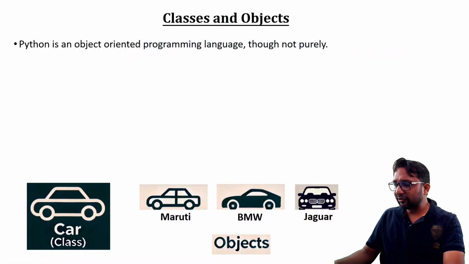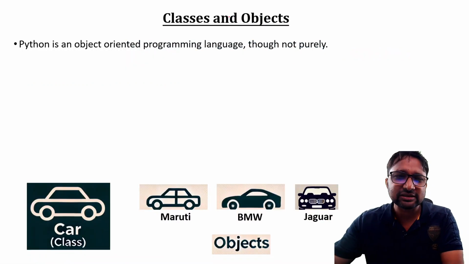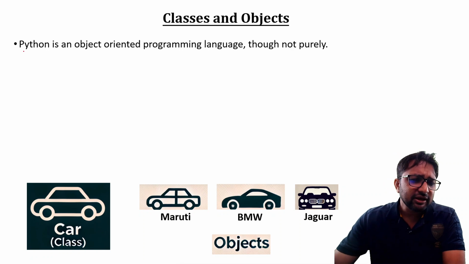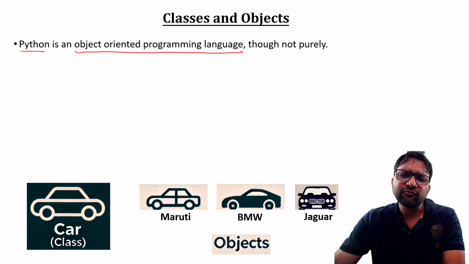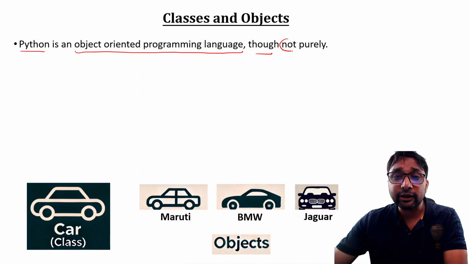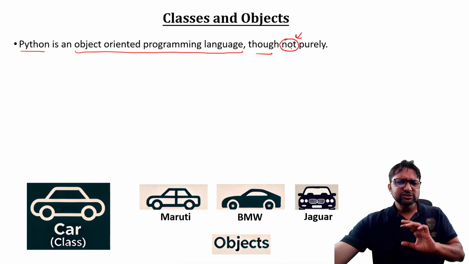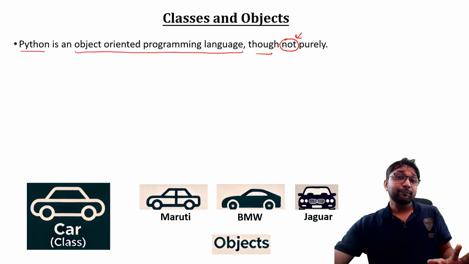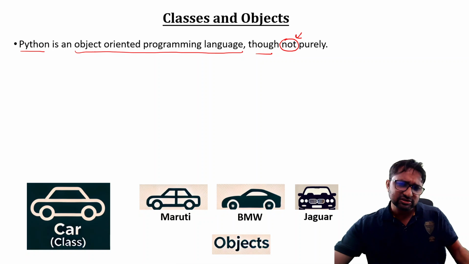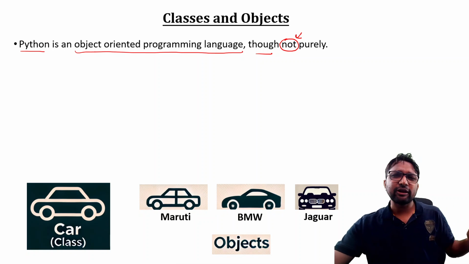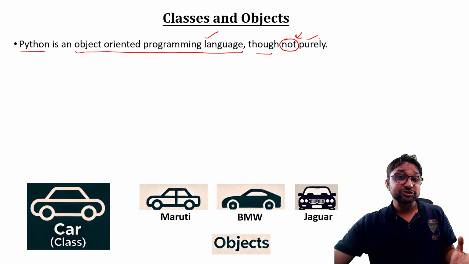Starting with the basics of classes and objects. First thing we can notice is that Python is an object-oriented programming language, though not purely. Not purely means it's an object-oriented programming language, but still without using classes and objects we can write the code. We can write functions and execute them. That's it. No need of any object and class. So yes, it's for the OOP concepts, but it can also work just with functions.